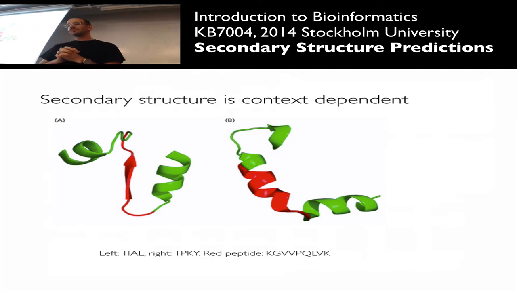Look at this region here. So really, the secondary structure is dependent on where it is in the 3D structure, but particularly it's not dependent on one residue, there are many residues around it.